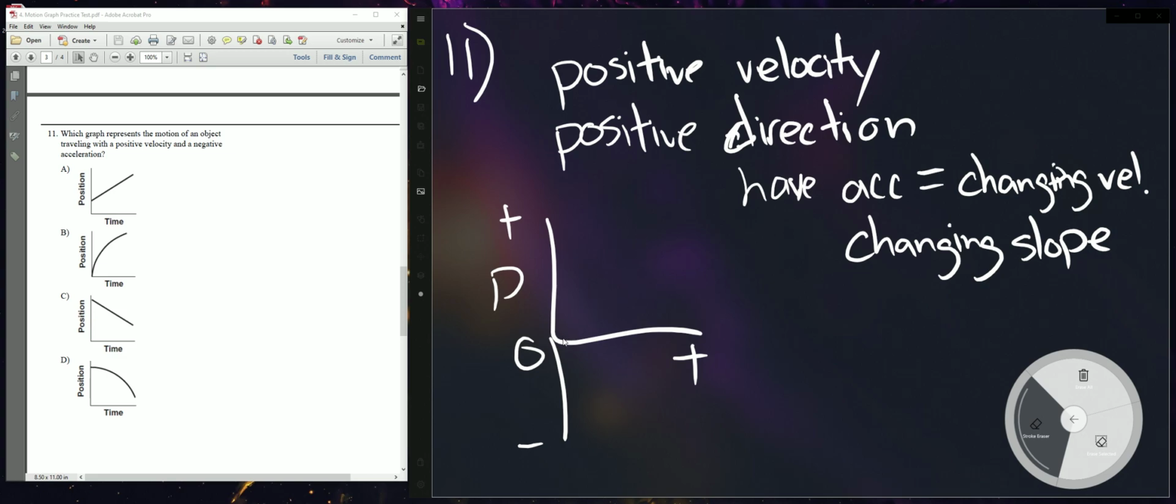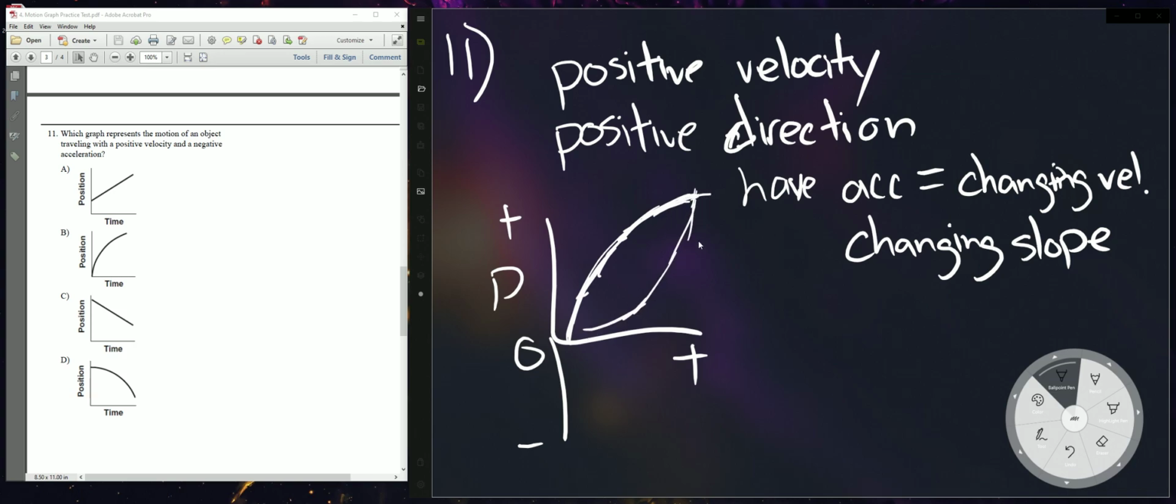If you know that your slope should be going in this direction, and you know that your slope is changing and you know your line should be curved, well, it's a matter of whether it's this way, and you just figured it out. It's in the positive direction. It's also curving. So the only choice is B.